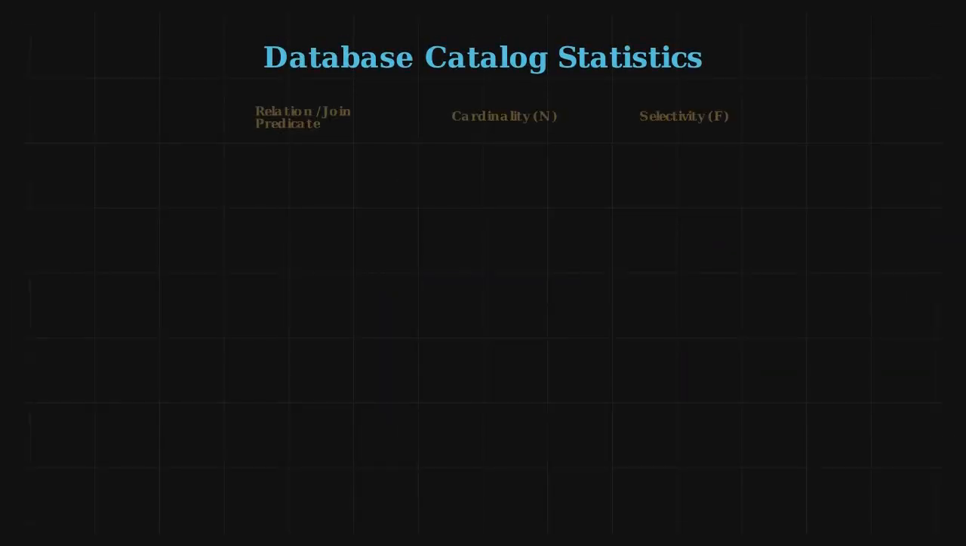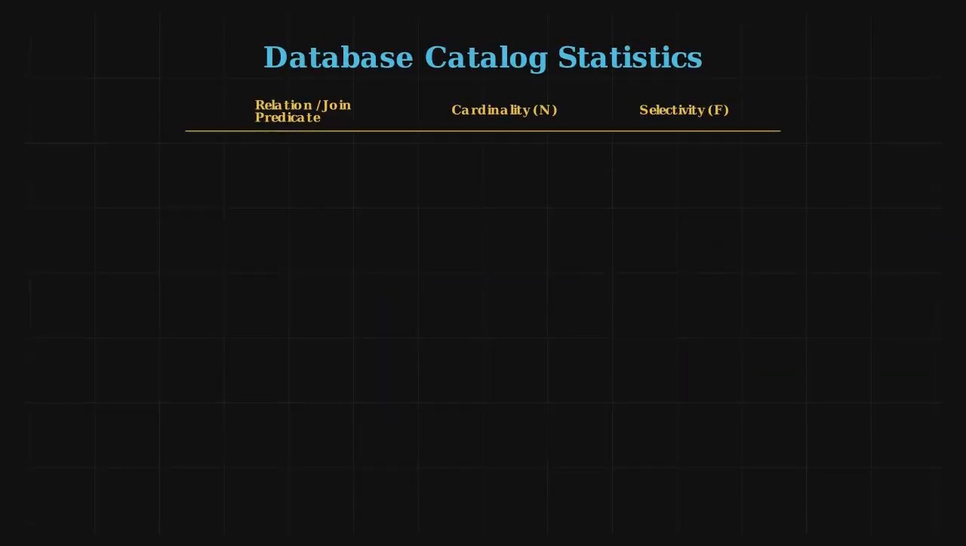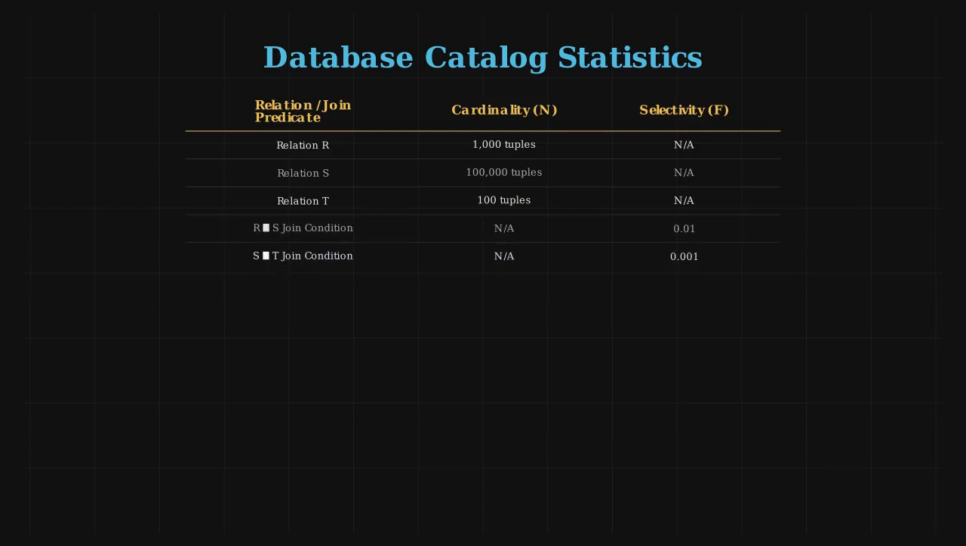Let's look at a concrete example. Joining relations R, S, and T. R has 1000 tuples, S has 100,000, and T has 100. The selectivity of the join condition between R and S is 0.01, and between S and T is 0.001.